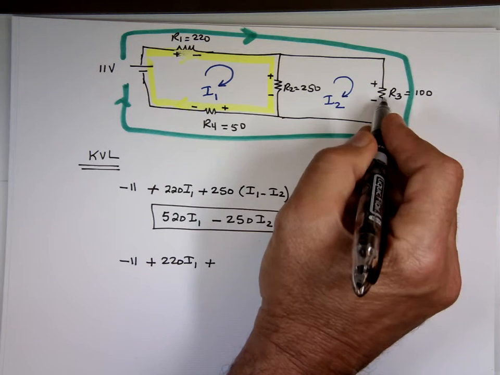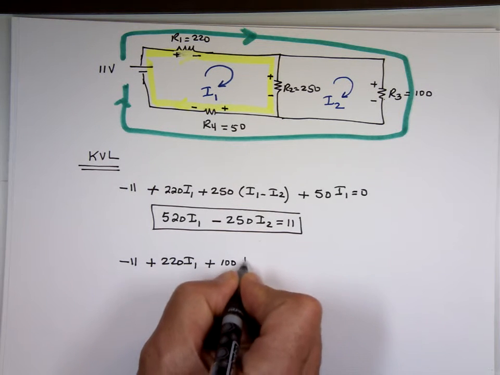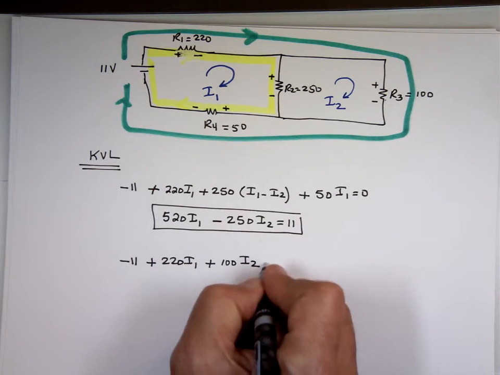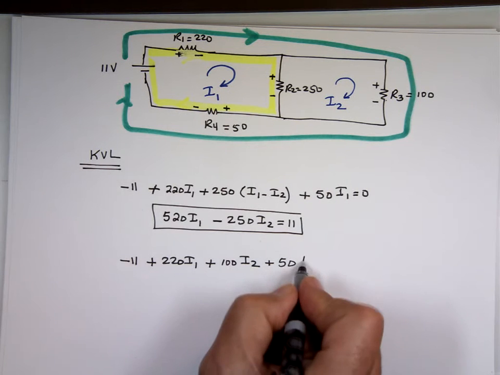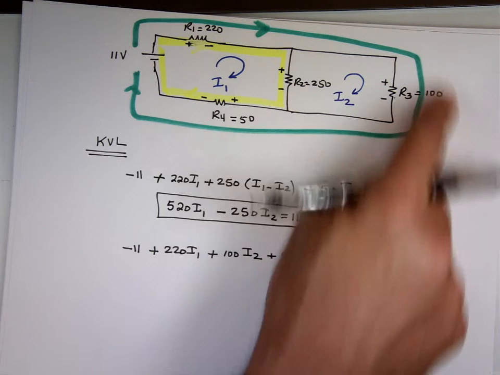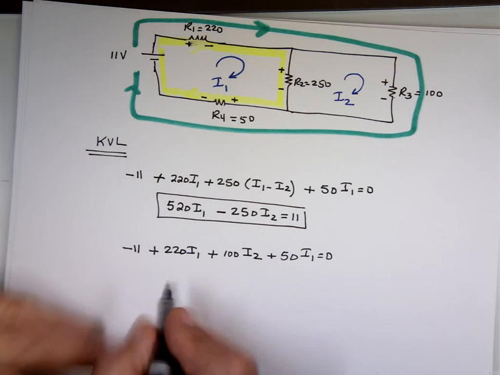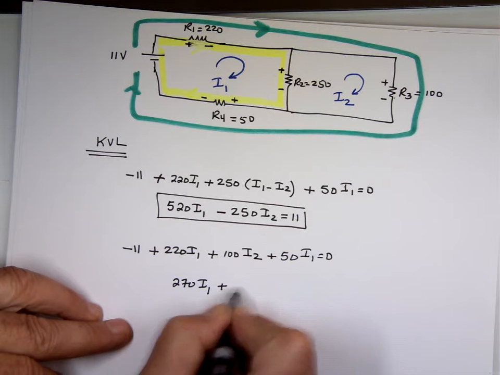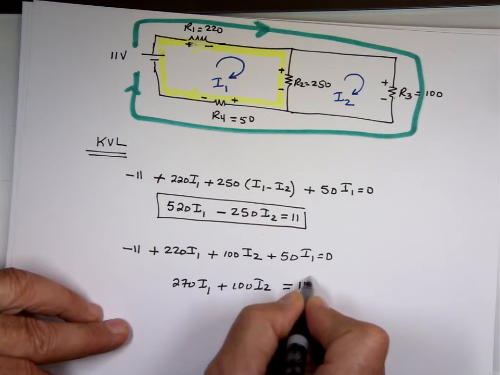100 times the current through this. What's the current through that? I sub 2. Keep going to this. What's the current through this? Only I sub 1. So I did the outside: 270 I sub 1 plus 100 I sub 2 equals what? 11. And now there's my second equation.